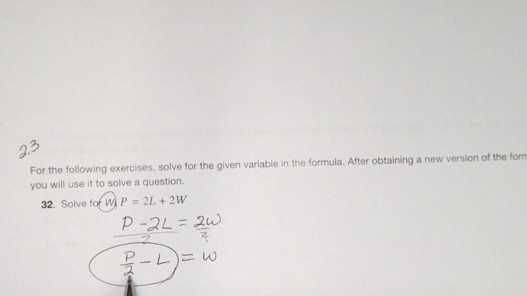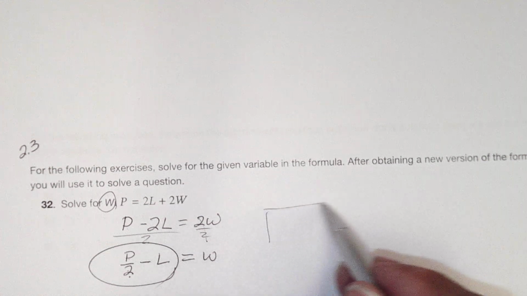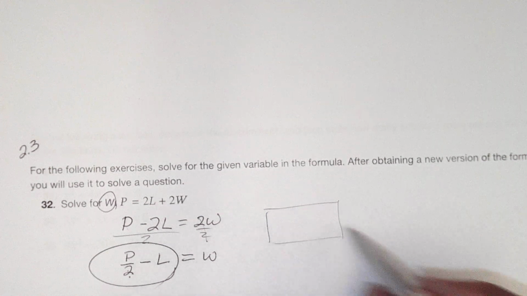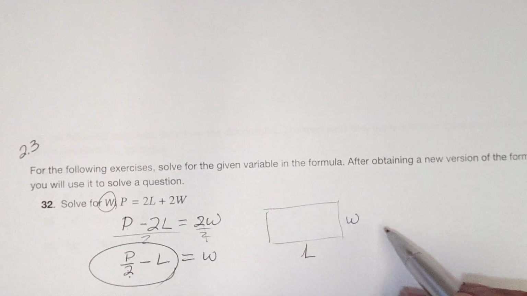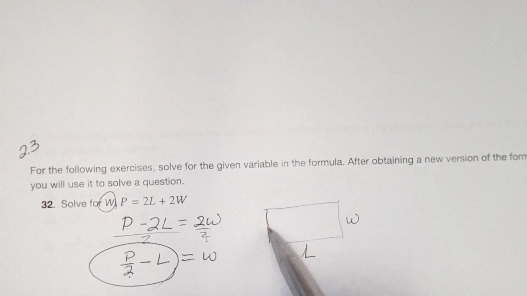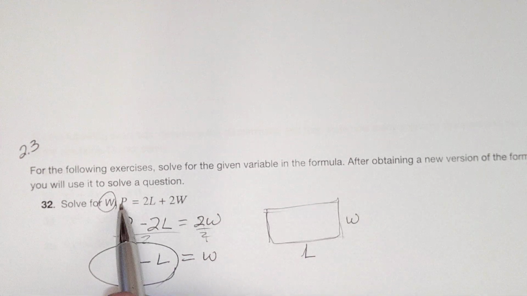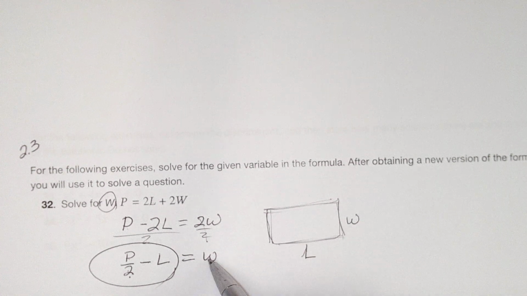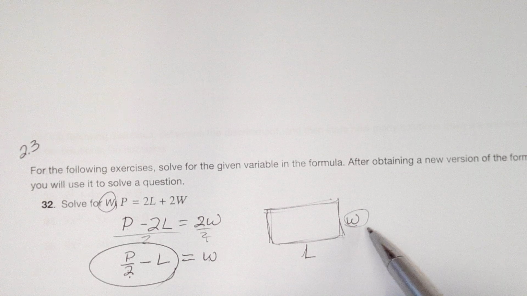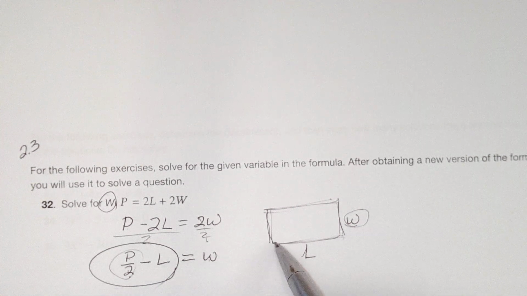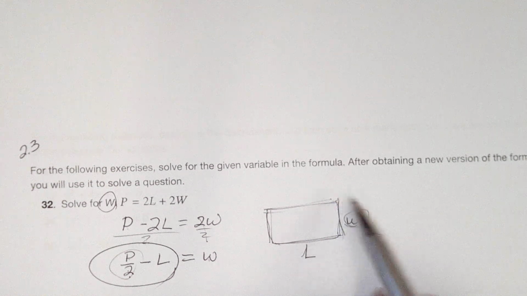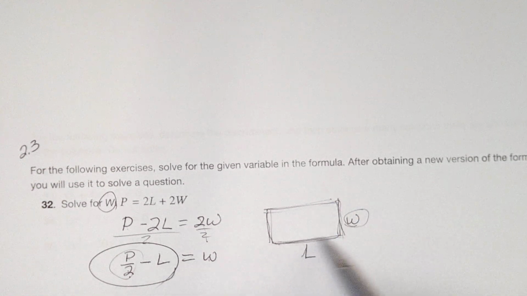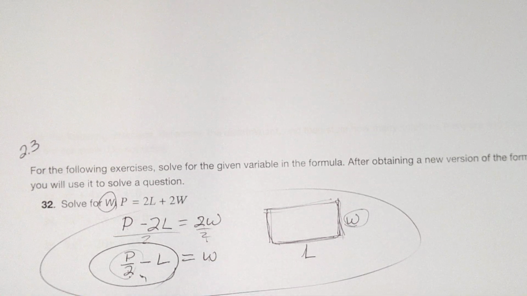Now, let's interpret that. It's saying if you take half of the perimeter, now if you're talking about a rectangle, and you have length and width, and the perimeter's all the way around, so the perimeter is 2 lengths and 2 widths, then if you take half of the perimeter, if you only go halfway around, and then take away l, you get w. So that's an interpretation of what this is saying.